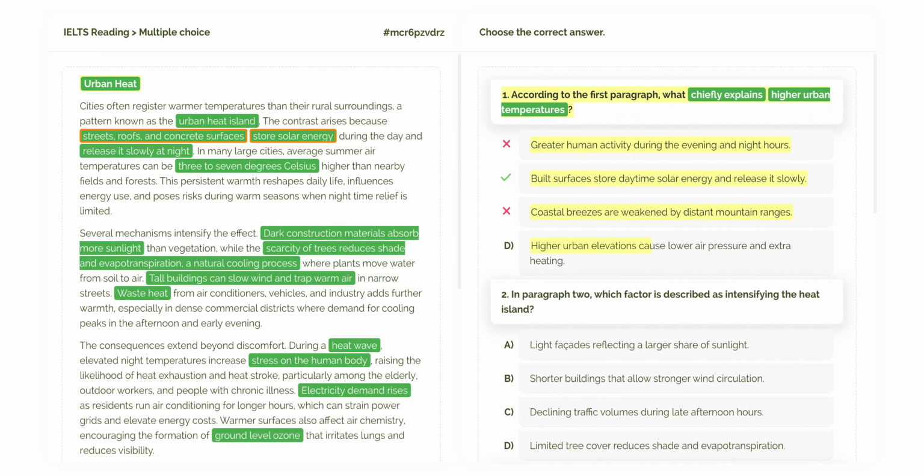Higher urban elevations cause lower air pressure and extra heating. Similar to the last option, I'm checking the first paragraph for elevations or air pressure. Again, these concepts are not mentioned anywhere in the paragraph. The explanation given is about materials, not altitude or air pressure. This option is incorrect.